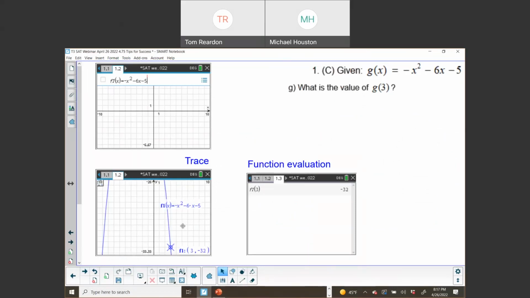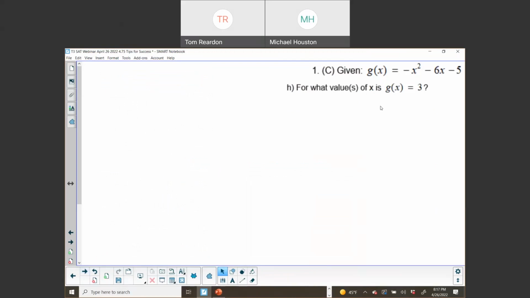This is what it would look like on Nspire. Those of you who are Nspires, you can see when I trace on Nspire, it actually moves the window so you can see it, which is nice. And again, I can say since it was in F1 at 3, I can evaluate the function there as well. So I did G at 3, but then in H, I said, for what values of X is G of X equal to 3?